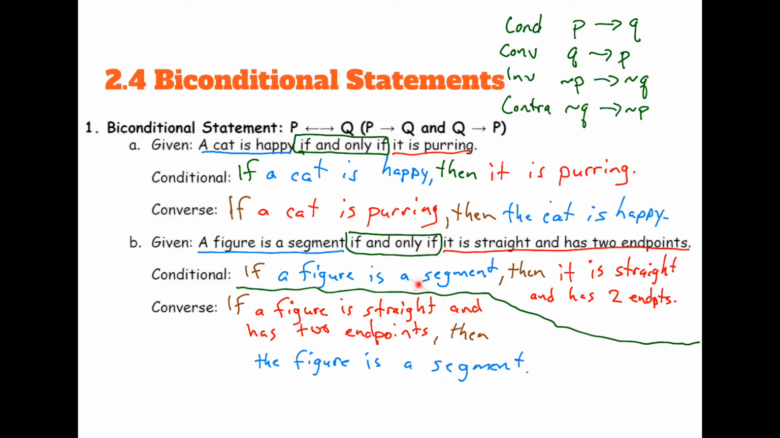Notice here, lots of times geometric definitions are going to be biconditional statements, or at least conditional statements, right? So the definition of a segment is that it's straight and has two endpoints. So we can write that, and then the reverse is true, right? If we have a figure that's straight and has two endpoints, then it has to be a segment as well. So our biconditional statements use that terminology if and only if when describing that the conditional and the converse are both going to be the same truth value.